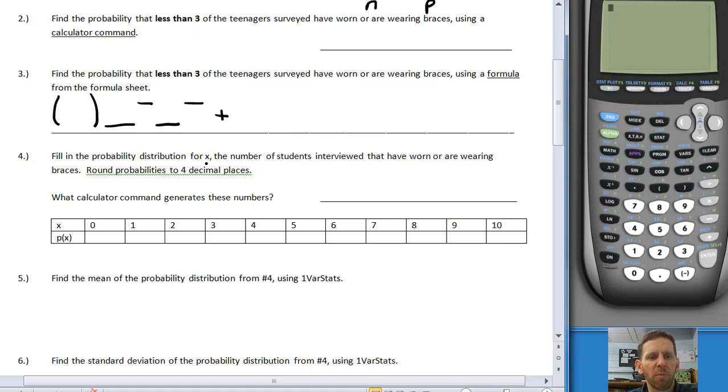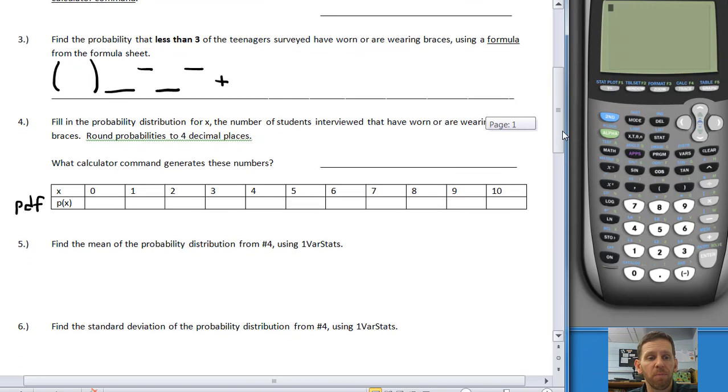Problem 4 is looking for the probability distribution for x. So this is looking for individual single probabilities. You might want to think of these as being like PDFs. Probabilities for 0, 1, 2, 3, or 4 kids wearing braces. So you're going to have to run through the PDF formula several times, but there is a calculator shortcut that we talked about last week that you can use as well.